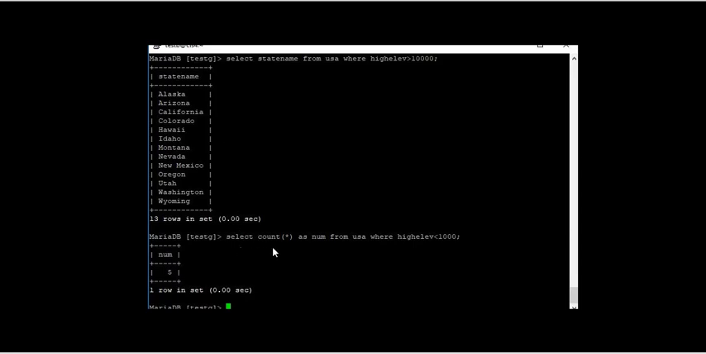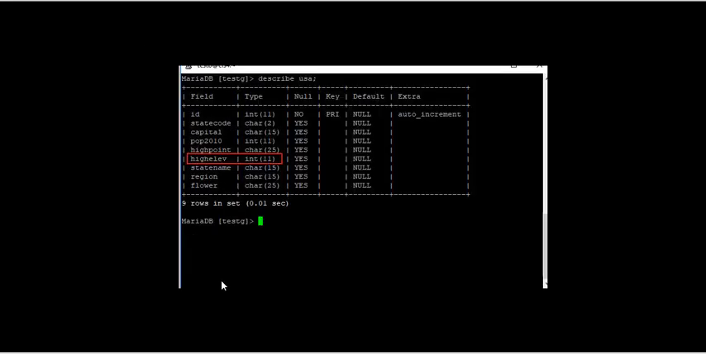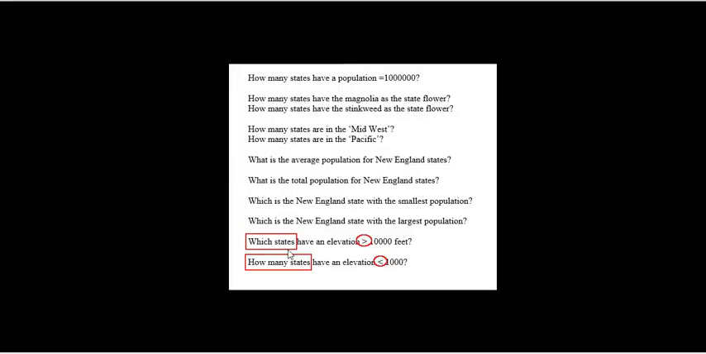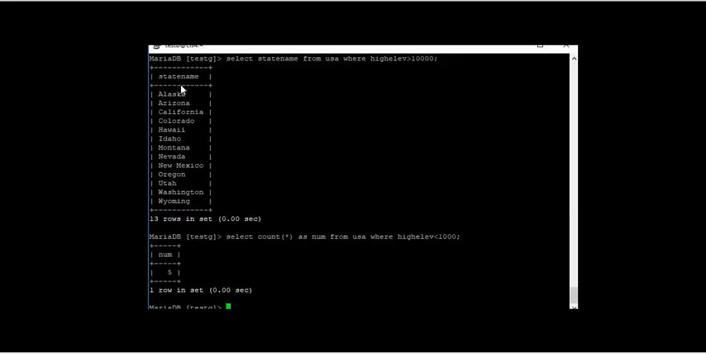Now select count as num from USA where high elevation less than 1,000. There are 5 states that fit that criteria. So going back to that, in one case, which states? In the other, how many states? That's why which states is going to give me the list of all the state names, and how many is going to just give me a num.